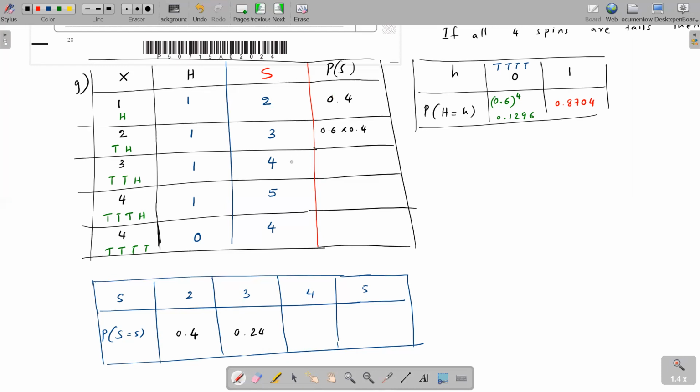Children, next one, S value 4. How do you get S value 4? Tail, tail, head. Can you see here? I have written tail 0.6, tail 0.6, head 0.4. Actually, you shouldn't write that answer yet, because why? 4 is coming in how many places? 2 places.